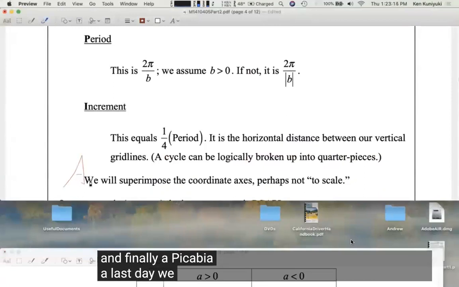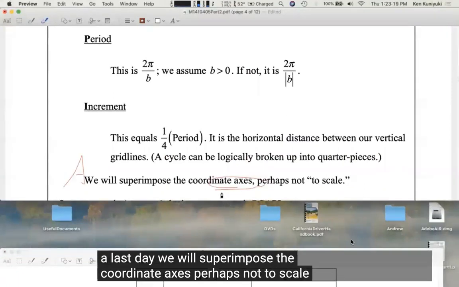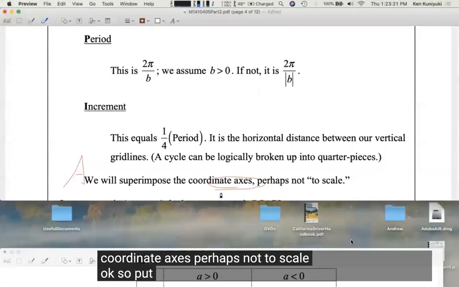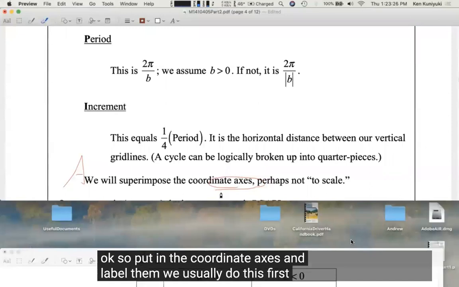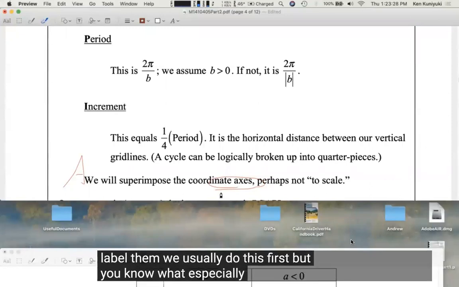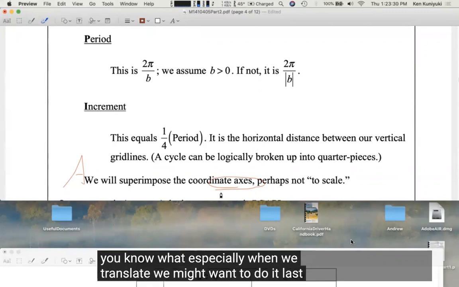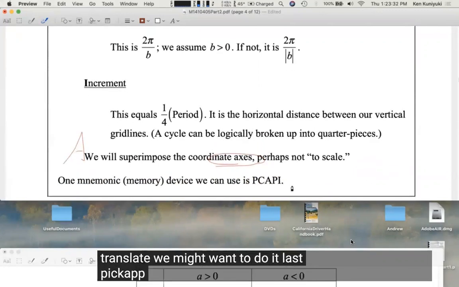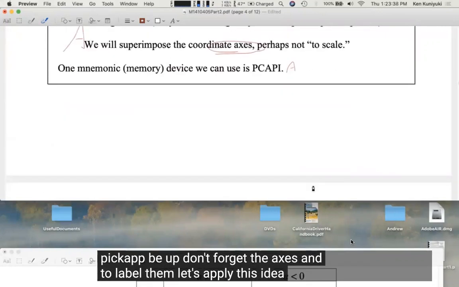Last A, we will superimpose the coordinate axes, perhaps not to scale. Okay, so put in the coordinate axes and label them. We usually do this first, but you know what? Especially when we translate, we might want to do it last. PICAPIA, don't forget the axes and to label them. Let's apply this idea.